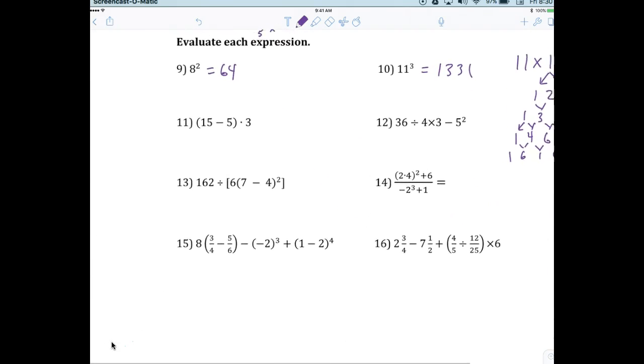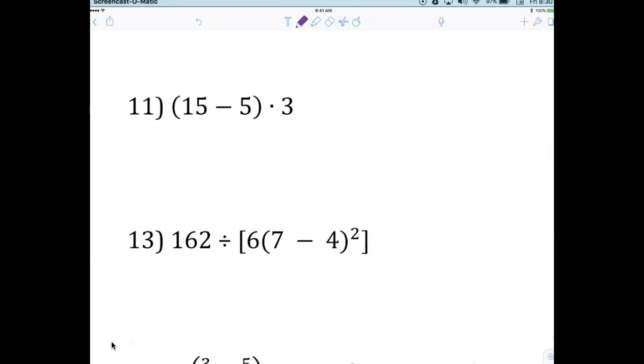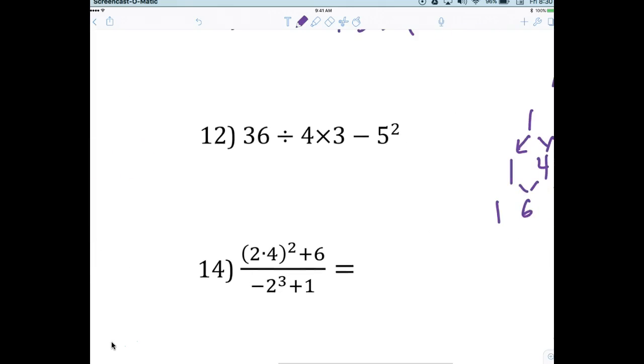I don't really think anybody should have trouble with 11. Simultaneously tell me what the answer is. 30, right? We're going with mental math here. Anybody have any questions? You should know order of operation.